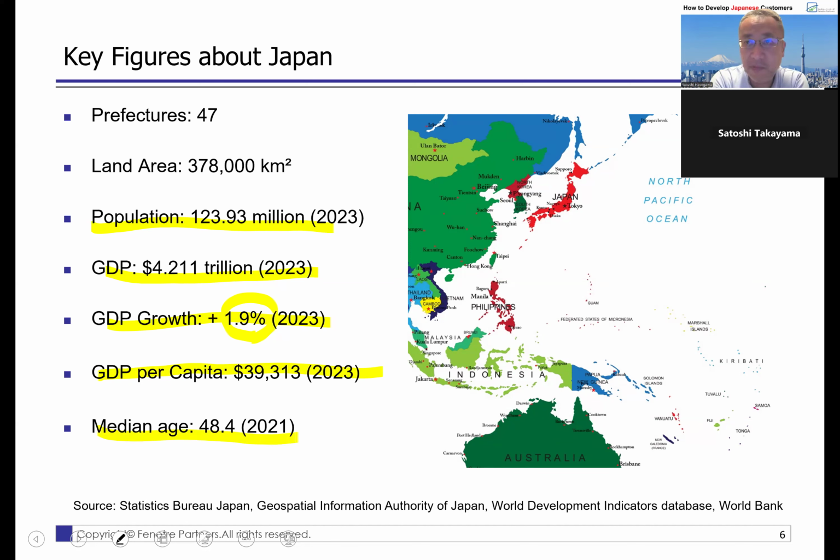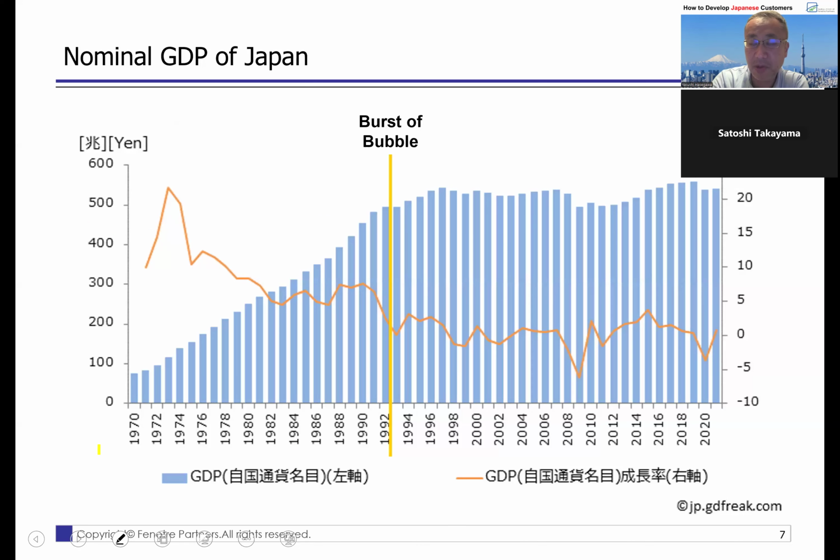Another negative figure is the median age, which is getting close to 50 years old. Japan is the second oldest country in the world, next to Luxembourg. So now, I have to say, Japan is getting poorer and older. So I hope some of you guys are still interested in Japan. I'm now explaining some negative figures, but later on, I will give you some more positive information.